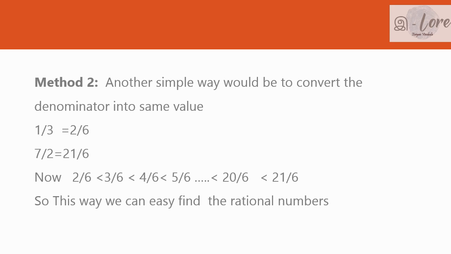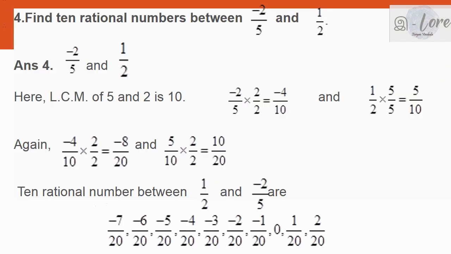So 1 by 3 we convert into 2 by 6, and 7 by 2 we convert into 21 by 6. Now both the denominators are the same. Now between 2 by 6 and 21 by 6 we have a lot of numbers, like 3 by 6, 4 by 6, 5 by 6, up to infinity. This is the easiest way to find rational numbers. So better all of you follow the second method, how to make the denominators the same.